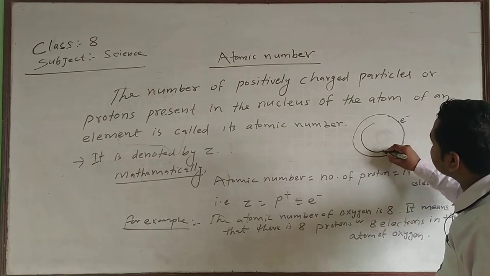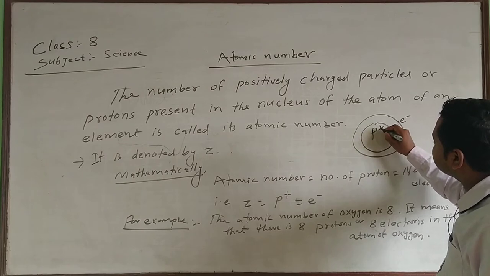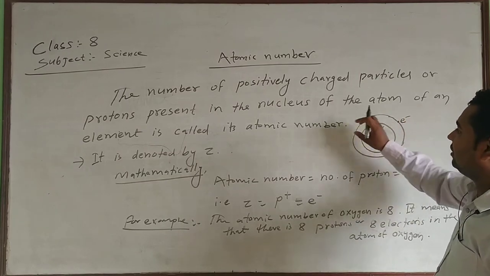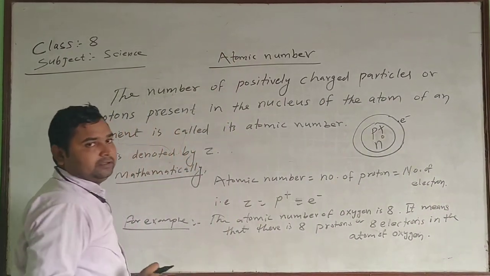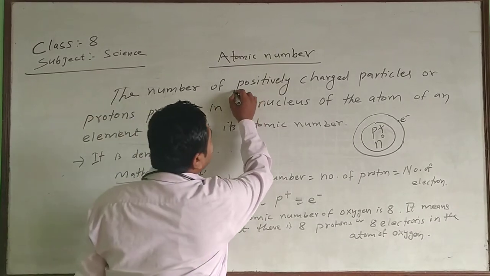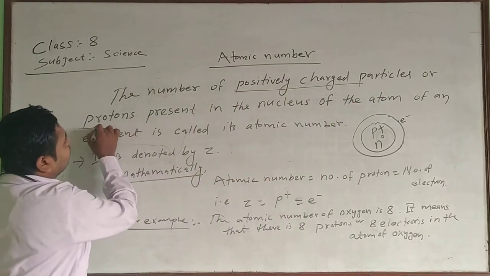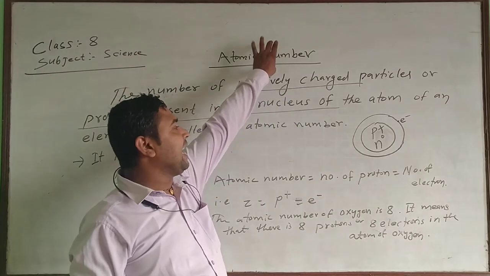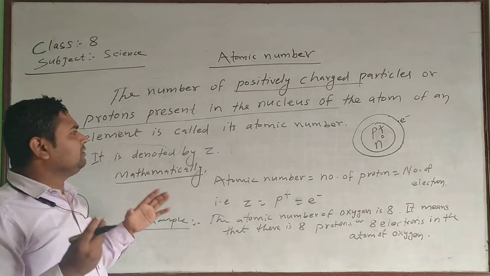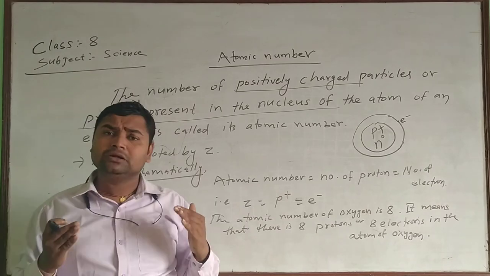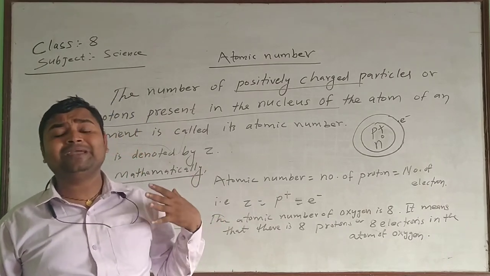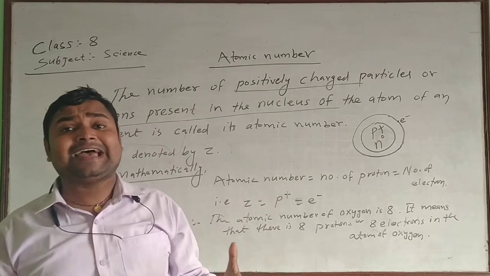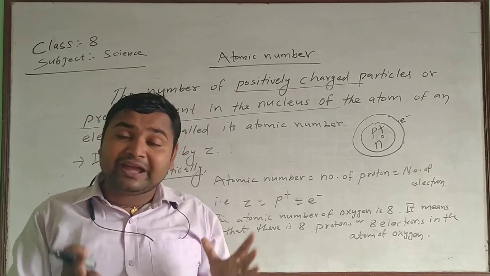Suppose this is a nucleus. What is the number of positively charged particles present inside this nucleus? That is called what? Atomic number. It means the number of the positively charged particles or the protons which is present inside the nucleus of an atom, that is called atomic number. All the elements have their own atomic number. Atomic number means the number of the protons which is present inside the nucleus at the center of atom.